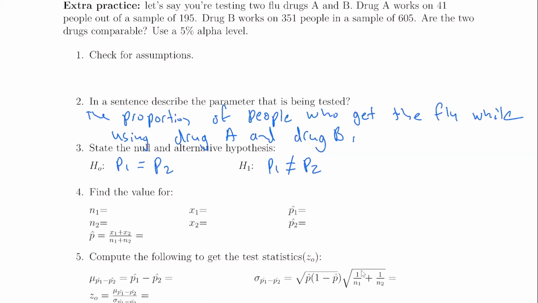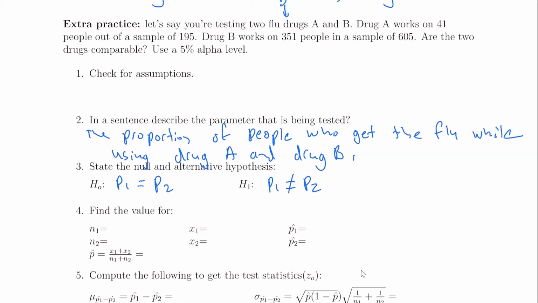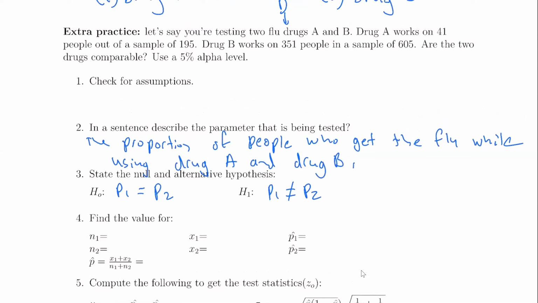For step 4, we're going to do N1. N1 is the sample size for drug A. If you look at drug A, they had 195. Drug B has 605. Out of the 195, drug A worked on 41 of them. And for drug B, it worked on 351.